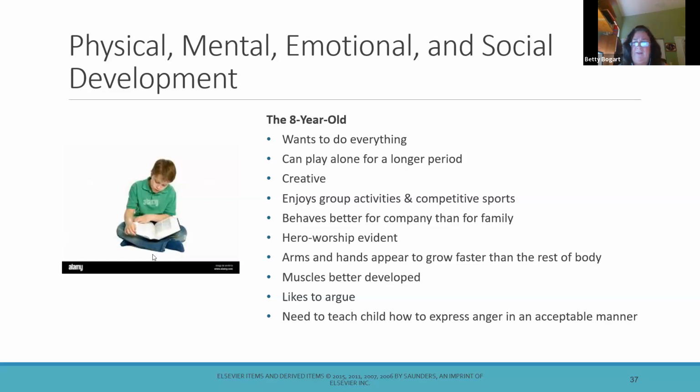Again, their arms and hands are growing faster, their muscles are better. They love to argue. They want their word to be the last. They need to have the last say. And how do you stop that? I mean, it's very difficult. They're just trying to express themselves. And they need to be taught, if you're angry, how do you do it? Go outside and scream at the top of your lungs, or go in your room. Don't be punching holes in walls, et cetera, because that is unacceptable behavior.